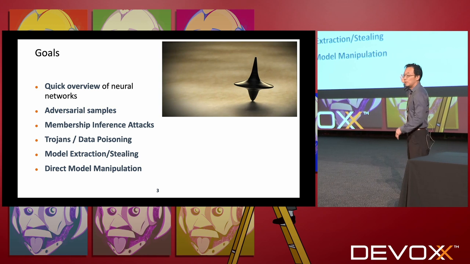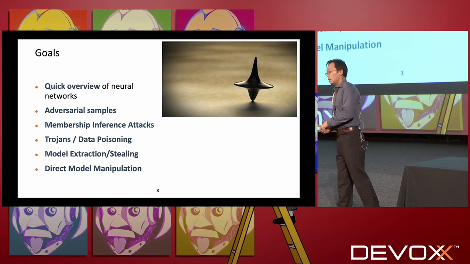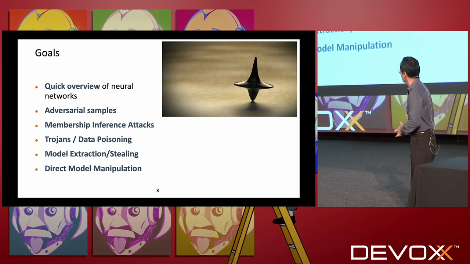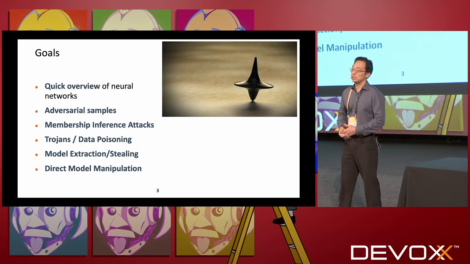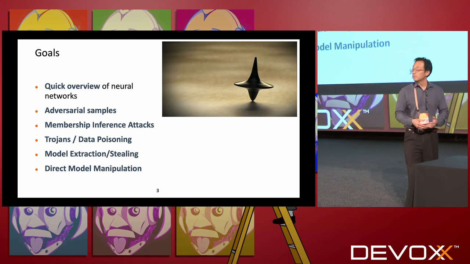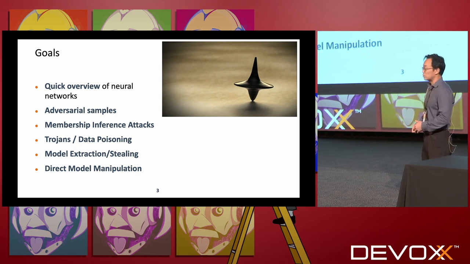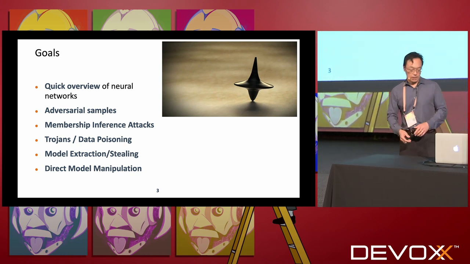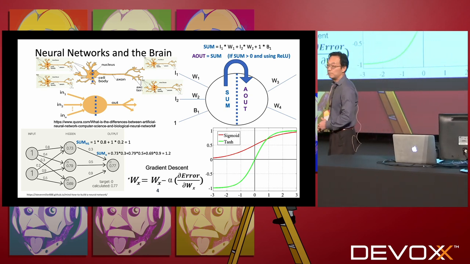So today we're going to cover these items here. We're going to quickly go over neural networks, and then we're going to talk about adversarial samples. Some people call it adversarial examples. We're going to talk about membership inference attacks, which basically disclose the privacy of your machine learning models and the training data. We're going to also talk about trojans and data poisoning, model extraction and stealing, and then finally, direct model manipulation techniques. So let's start with a review of machine learning.